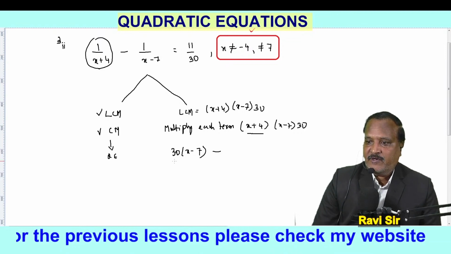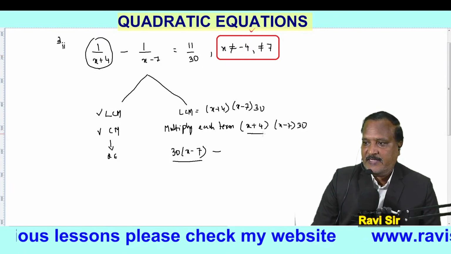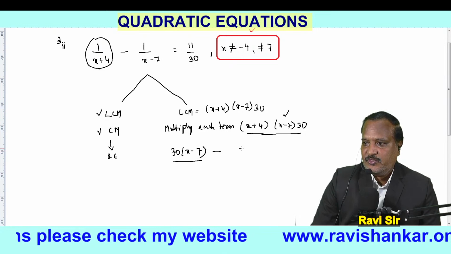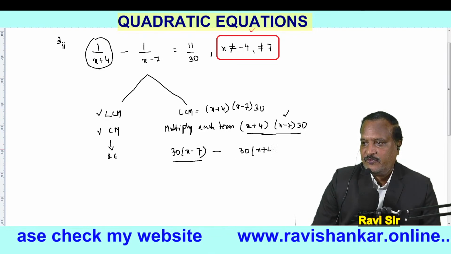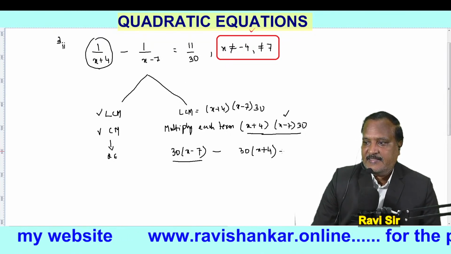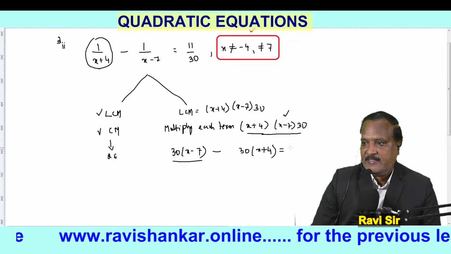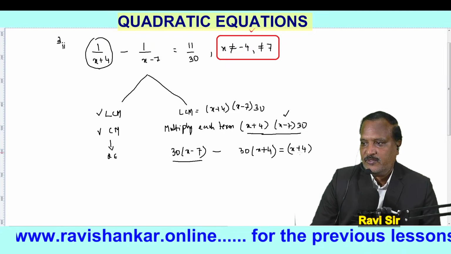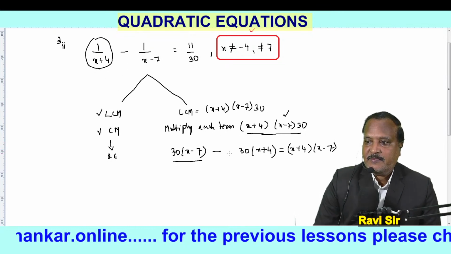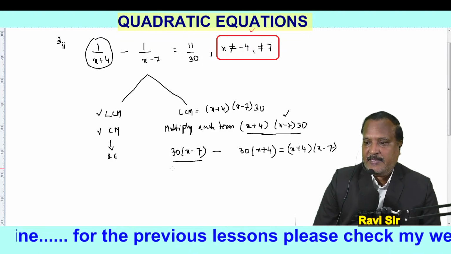So now we have got the numerator. Minus, again 1 upon x minus 7 into LCM, again the x minus 7 factor will get cancelled. So then here 30 into x plus 4. So even in the second fraction, the denominator got cancelled, is equal to, again 11 upon 30 into this LCM. So 30 will get cancelled. So the answer is x plus 4 into x minus 7. So the fraction concept is gone now. Only brackets are remaining. So you remove the brackets.